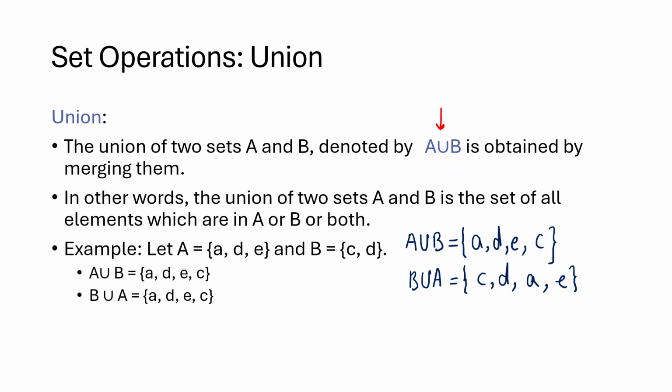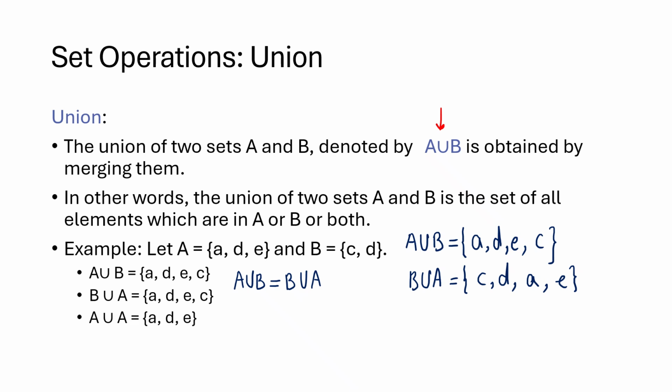And if you think about this in general, this is not something specific to these two examples. For any two sets A and B, A union B is always equal to B union A, no matter what B and A are. And this is a set identity.